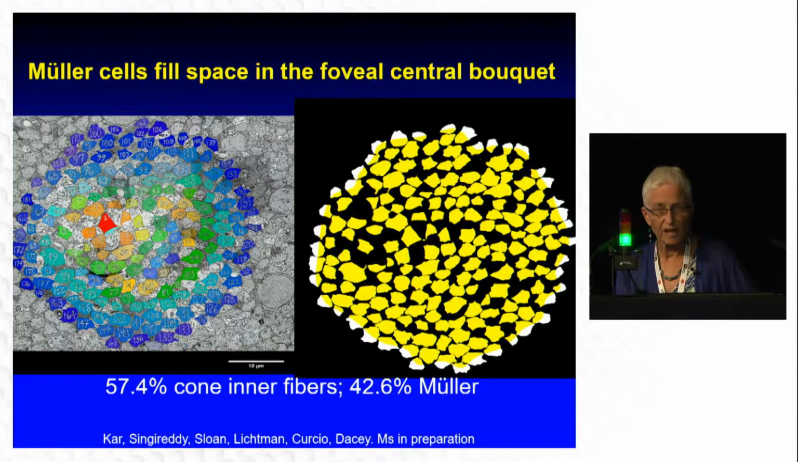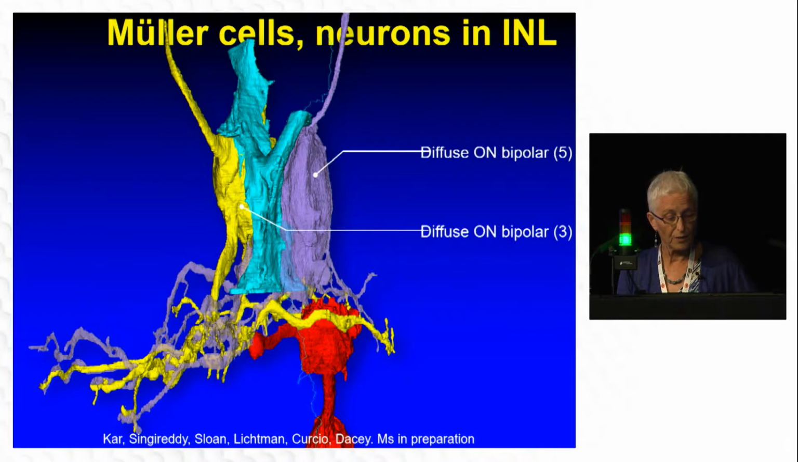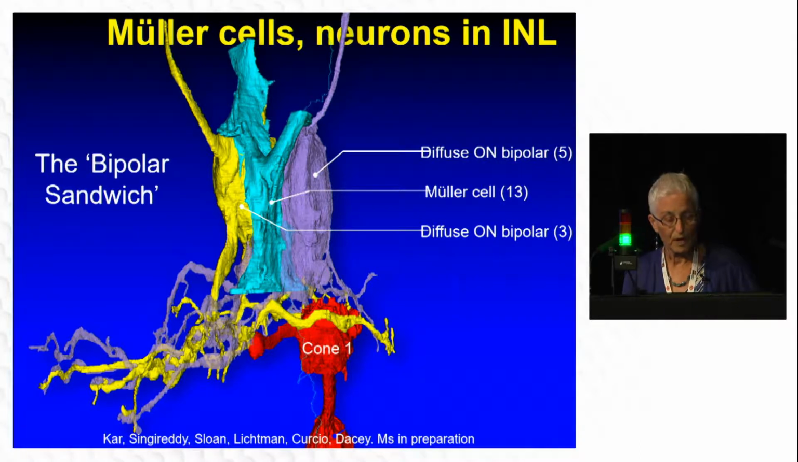The color map on the left shows the 187 cones, and there's a lot of space in between them that's occupied by Mueller cells. And in fact, over 40% of the surface area of the retina is occupied by Mueller cell tissue. So they're really an important part of the foveal structure. Here is a 3D reconstruction of neurons in the inner nuclear layer. There are two different bipolar cell types with a Mueller cell in between, right there. The numbers refer to the catalog of reconstructed cells. So this is a bipolar sandwich.